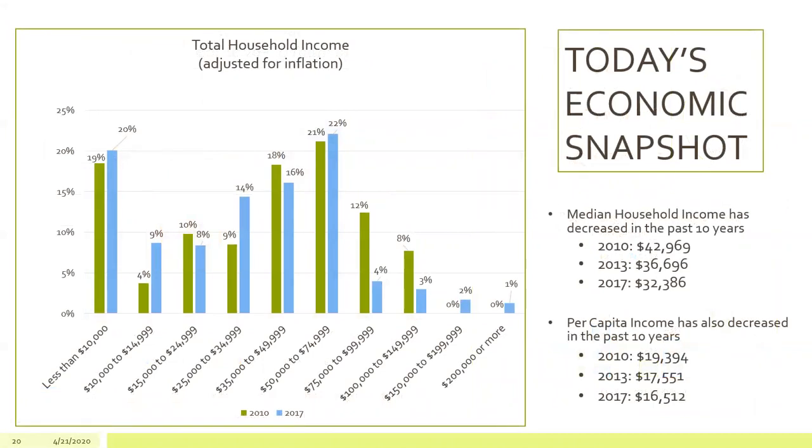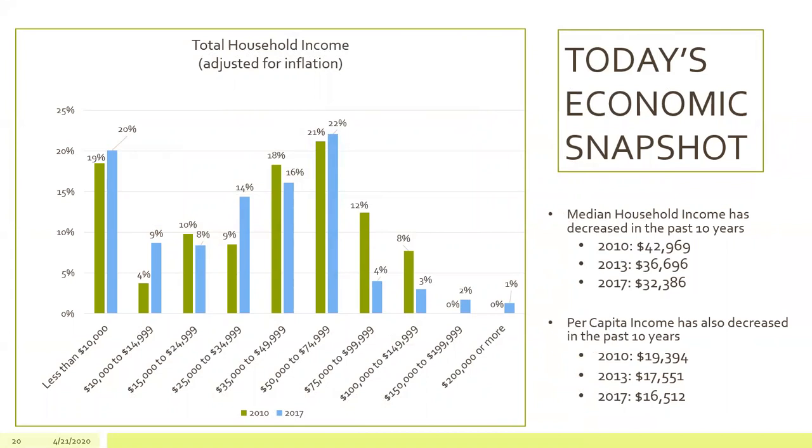Here we have this chart on the left, the total household income in 2010, shown in green, and 2017 shown in blue. Note the 2017 increases in the lower income brackets toward the left side, particularly in the 10 to 15,000 and the 25 to $35,000 range, and some increases also in the high income brackets, specifically above 150,000.